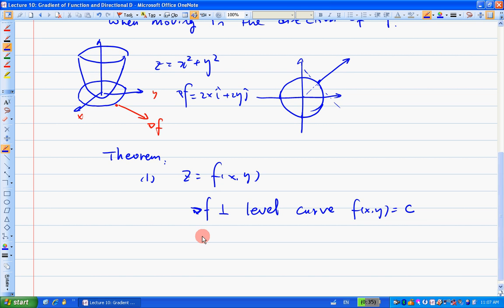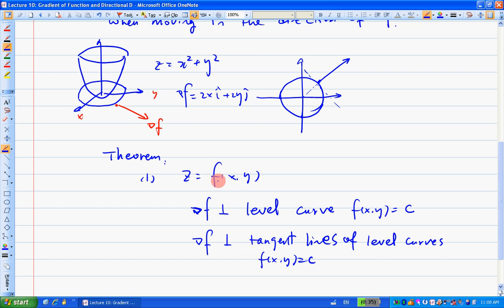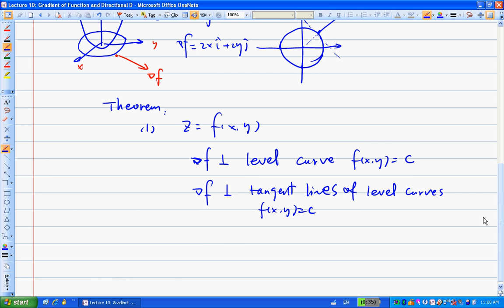Now, the other way of seeing it is that this del f is perpendicular to the tangent line, okay, to the tangent lines of the level curves, f(x, y) equal to c. So that's for a function of two variables. When you calculate the gradient vector of a function of two variables, it's going to be perpendicular to that level curve, and also perpendicular to the tangent lines.